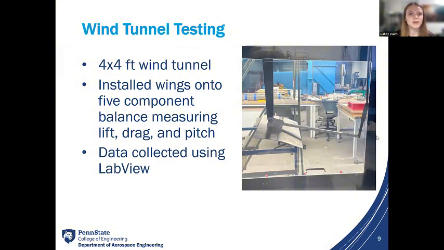So we tested each wing in this 4x4 foot wind tunnel, and we had to first install it onto the 5-component balance shown in this photo. And basically this balance just measures lift, drag, and pitch for the wing. And all of that data is collected using LabVIEW. So we tested wing 3 and wing 5 separately. We installed them into the wind tunnel, tested them at all the angles of attack we wanted to, and then we generated a lot of data that we could then process and analyze the aerodynamic performance. So now I'm going to pass it on to Joe to talk about our results.